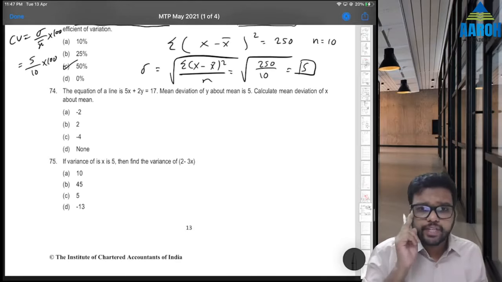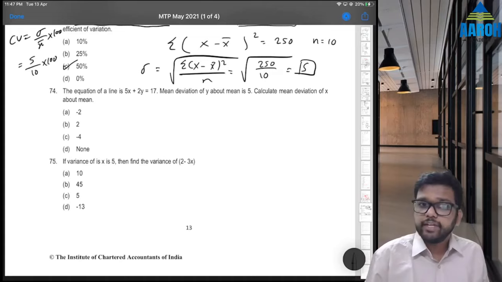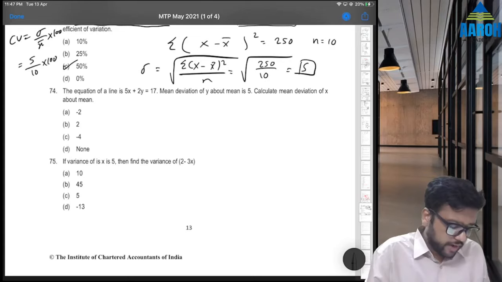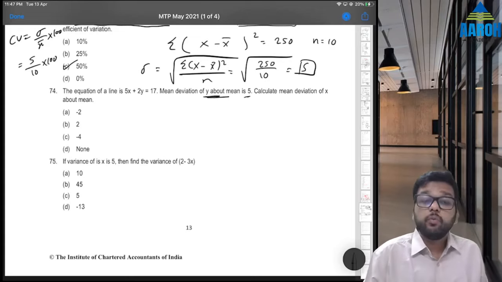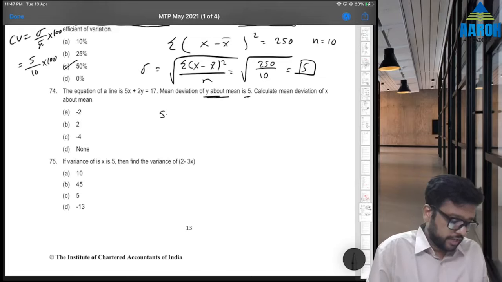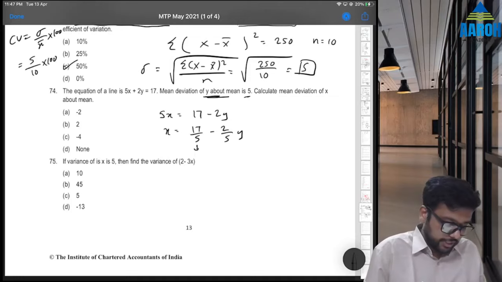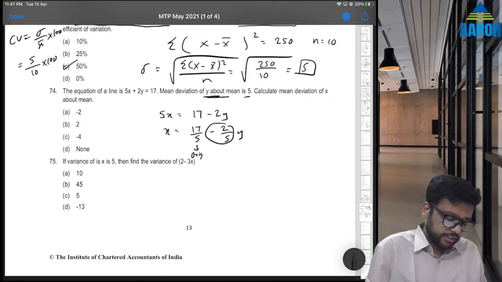Again, change of origin, change of scale. Equation of a line is 5x plus 2y is equal to 17. Mean deviation of y about mean is 5. Y is given, so we bring it into the form x is equal to. So we'll have 5x is equal to 17 minus 2y. That means x is equal to 17 by 5 minus 2 by 5 y. This is change of origin. This is change of scale.